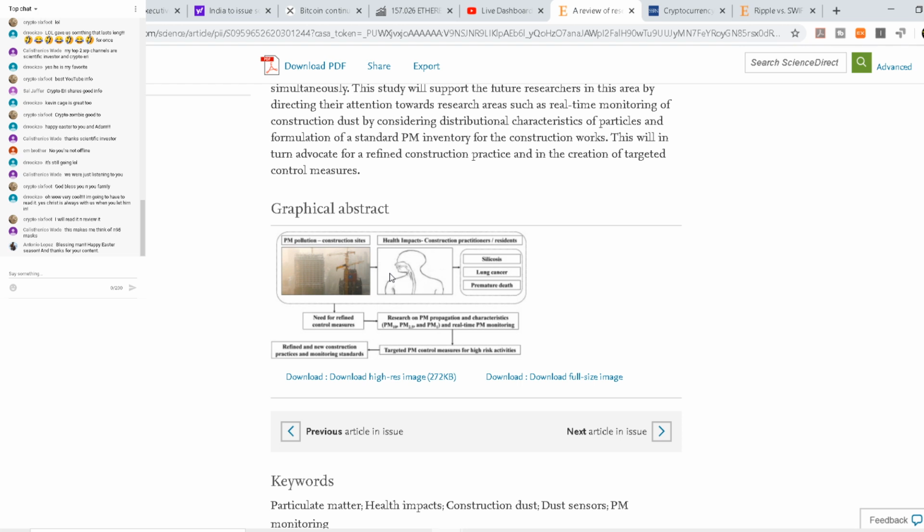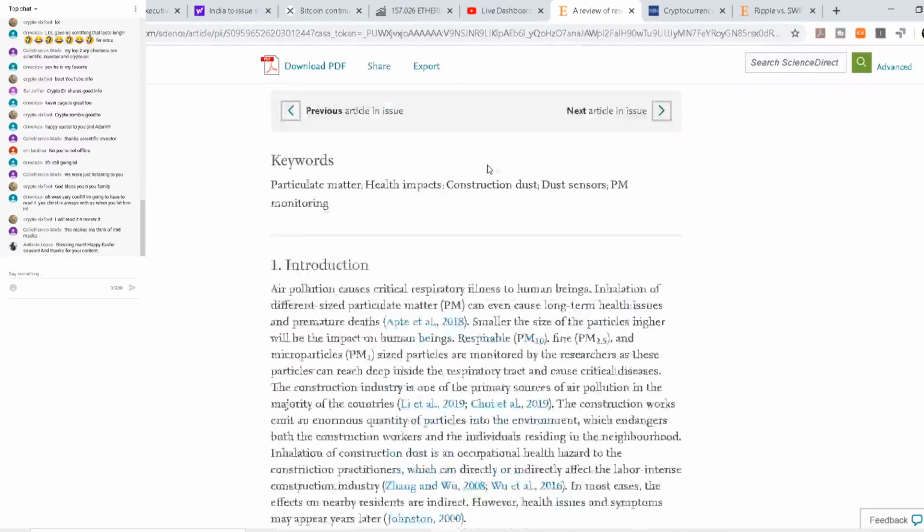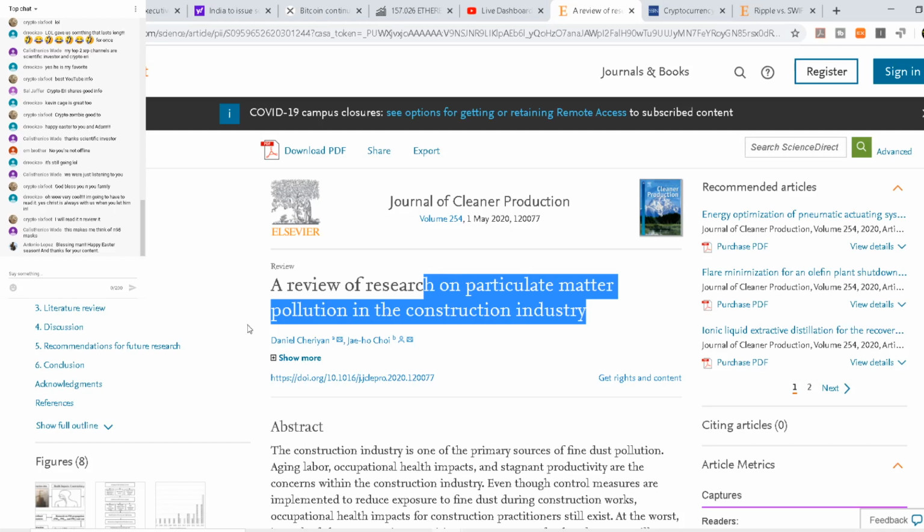The issue is the toxins inside the construction dust are too much. It has silica, and a lot of other chemicals which may cause long lasting health issues, even premature death. Now, anyway, this is my article. If you want to go through that, it's okay. Otherwise, no offense, you don't have to waste your time on that.